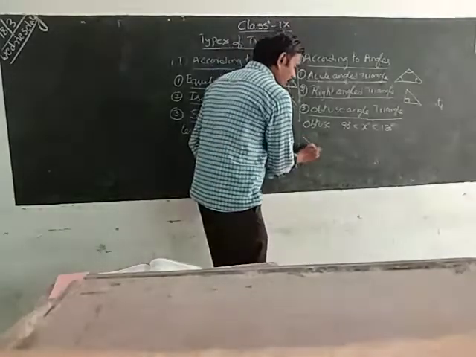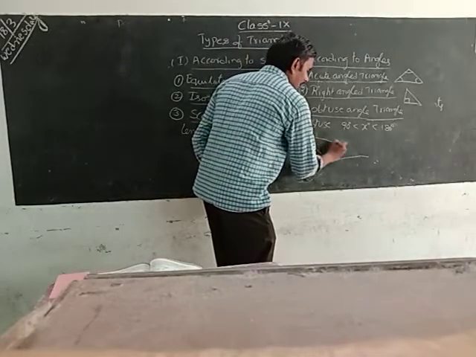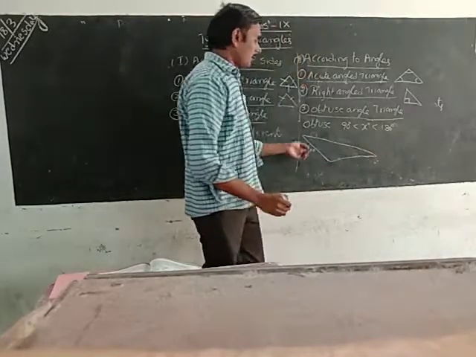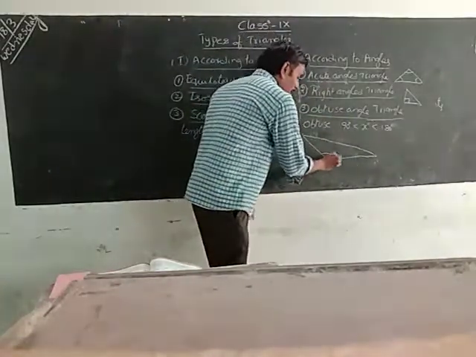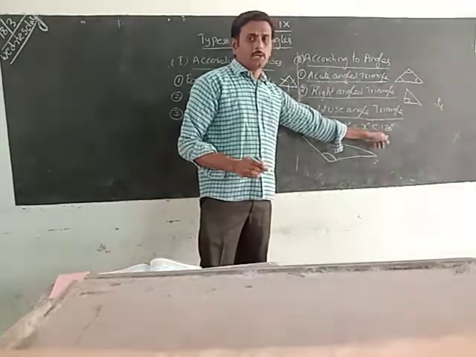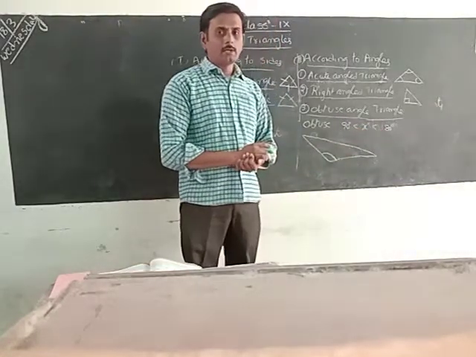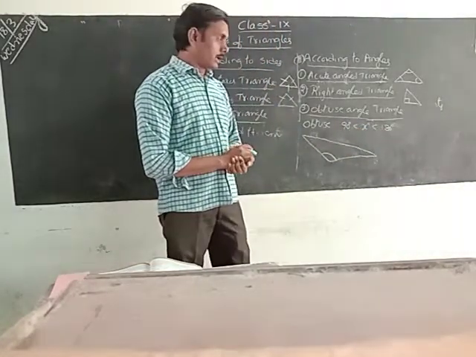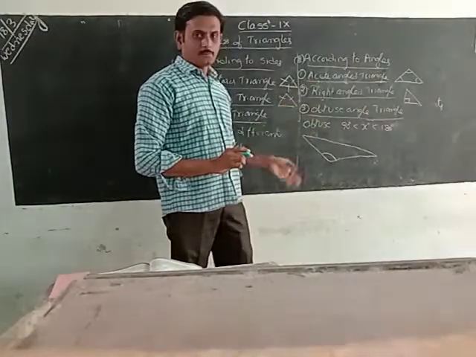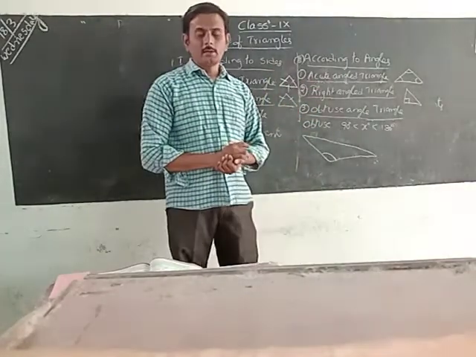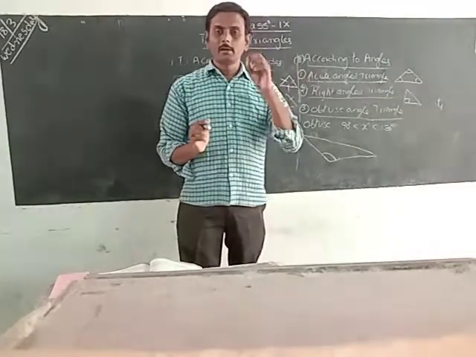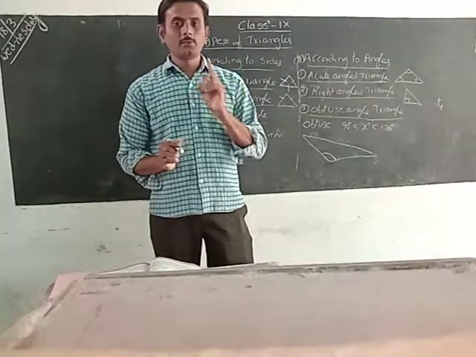Obtuse angle triangle means we can take a triangle here. If one angle is 90 degrees, we call it a right angle triangle. If one angle is obtuse, more than 90 and less than 180, then it is called the obtuse angle triangle. These two cases occur according to the angle sum property of a triangle, which says that adding the three angles gives 180 degrees.